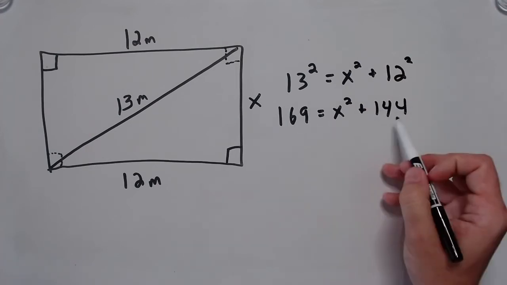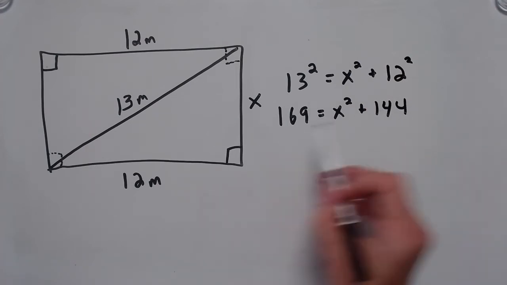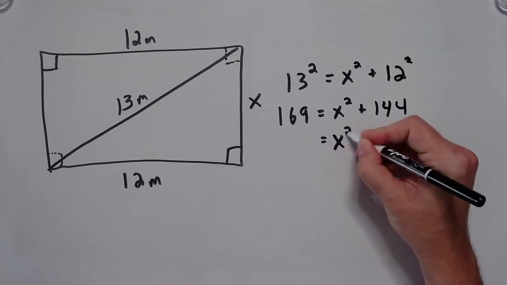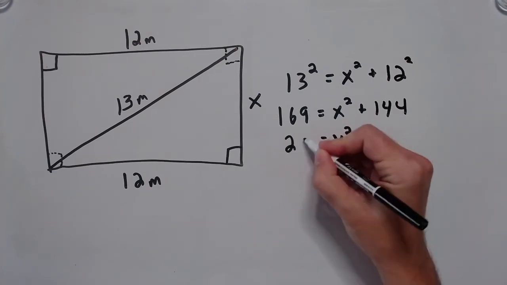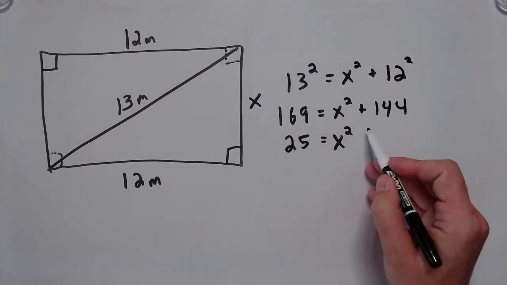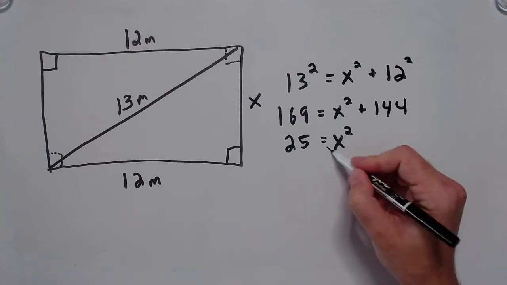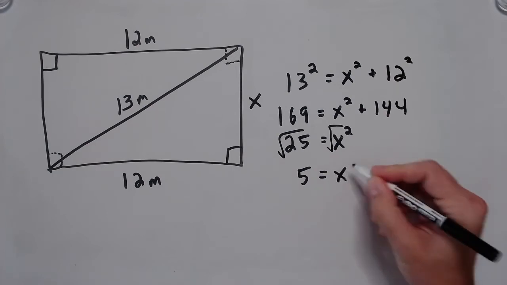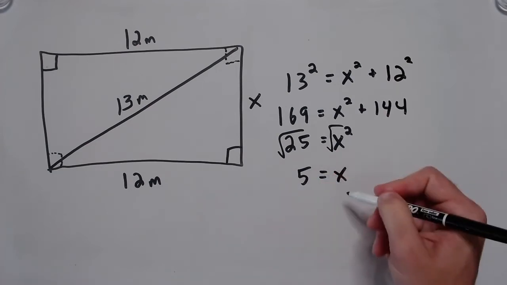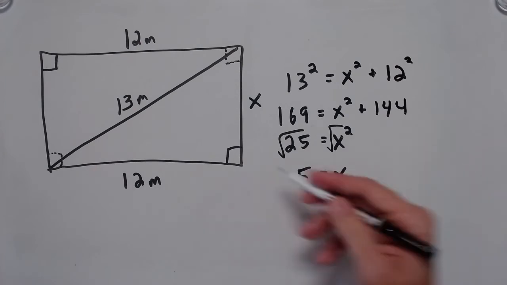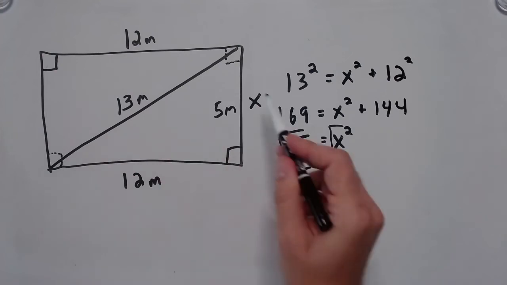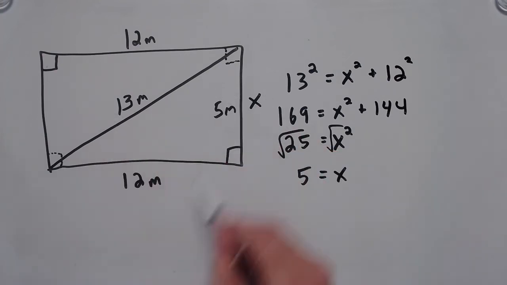So using our good old algebra skills, we're going to subtract 144 from both sides, and that's going to equal x squared. So this is 25. So 25 equals x squared. I'm going to take the square root of both sides, and we end up with 5 equals x, or x equals 5. Again, really, negative 5 is an answer, but we're going to ignore that. And here we end up with 5 meters. And it's one of those Pythagorean triples we talked about, 5, 12, 13. So that one came up like that. Okay, let's clean this off and do another example.